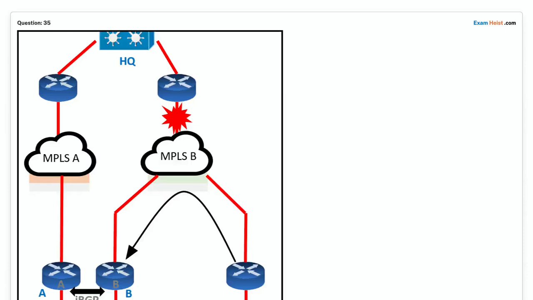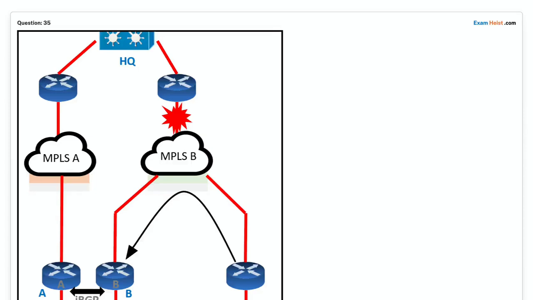Question 35. Refer to the exhibit. Troubleshoot and ensure that branch only ever uses the MPLS network to reach HQ. Which action achieves this requirement? Option A. Introduce AS path prepending on the branch MPLS network connection so that any HQ advertisements from branch A toward the MPLS network are prepended 3 times. Option B. Modify the weight of all HQ prefixes received at branch from the MPLS network to be higher than the weights used on the MPLS A network.